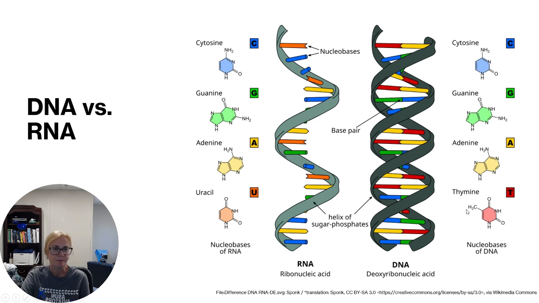and thymine. In DNA, when the two strands are joined, so when it's making a copy of itself to create the new double-stranded DNA, adenine always bonds to thymine, cytosine always bonds to guanine, and those are called base pairs.